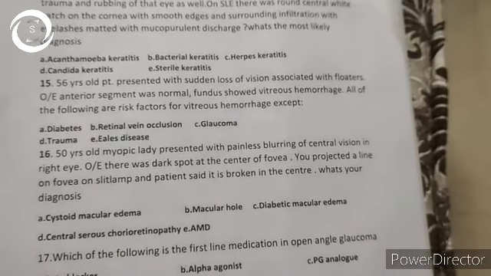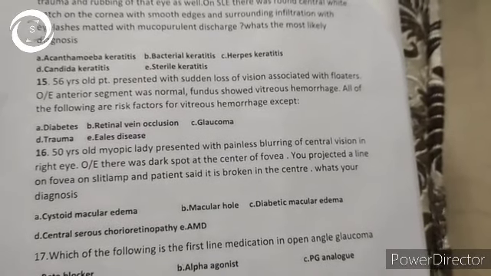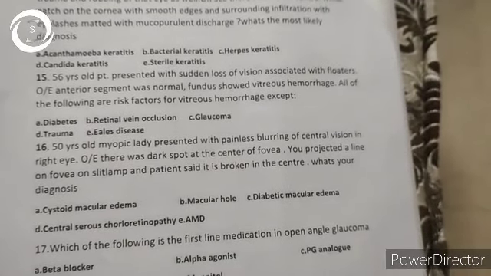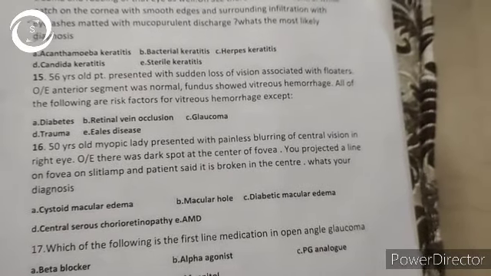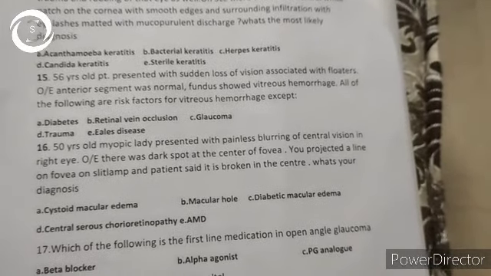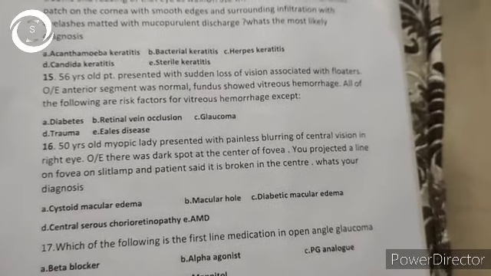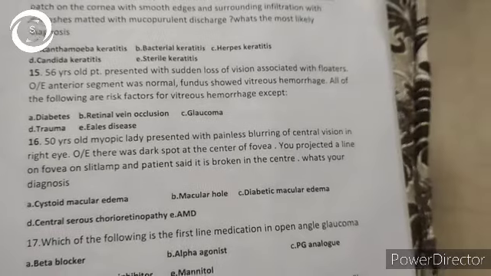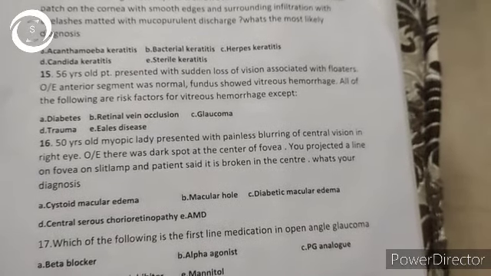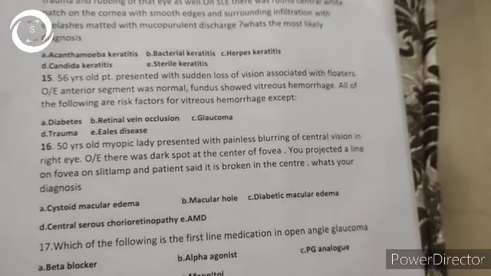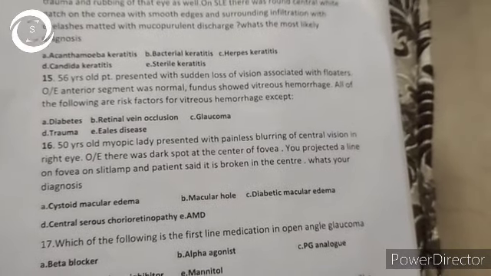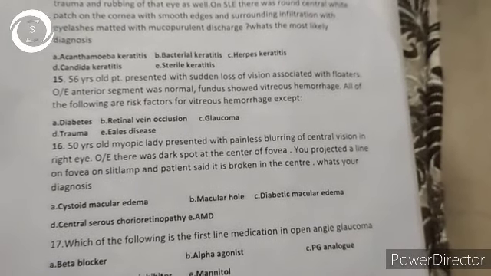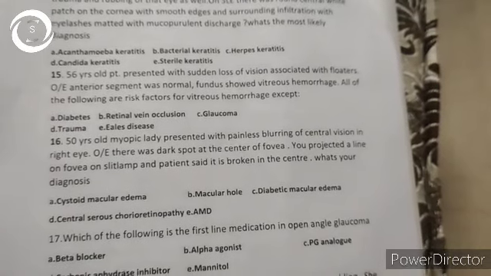So floaters with vitreous hemorrhage, all of the following are risk factors for vitreous hemorrhage except. Now in diabetics, in a proliferative stage, you can get vitreous hemorrhage. In a retinal vein occlusion, you can get neovascularization, which are fragile vessels that can lead to vitreous hemorrhage. Trauma is one of the common causes of vitreous hemorrhage. In Eales disease, you also get vasculitis, and you can get frequent vitreous hemorrhages in a young patient, but glaucoma is not associated with vitreous hemorrhage.